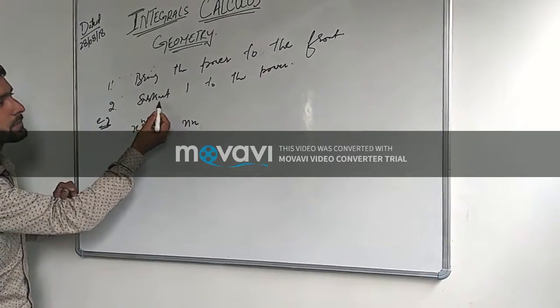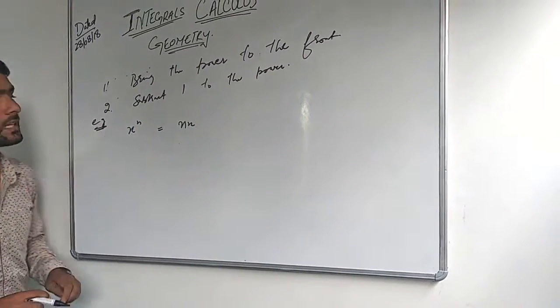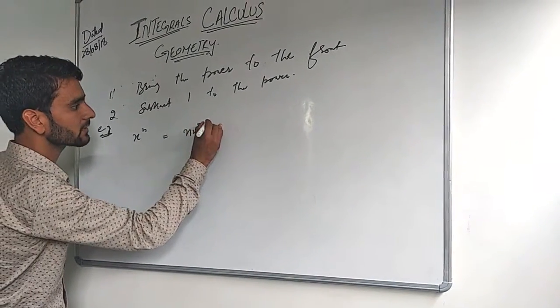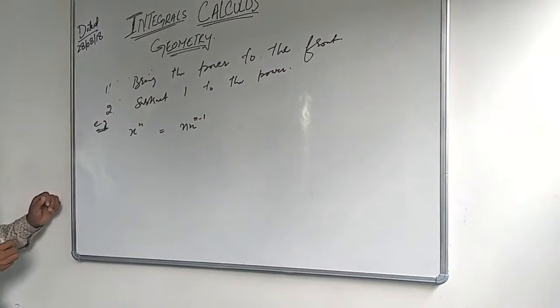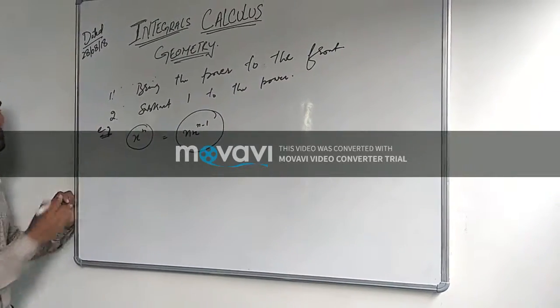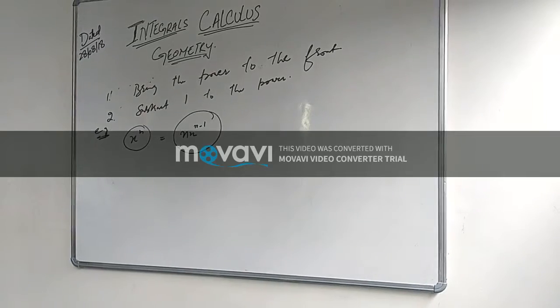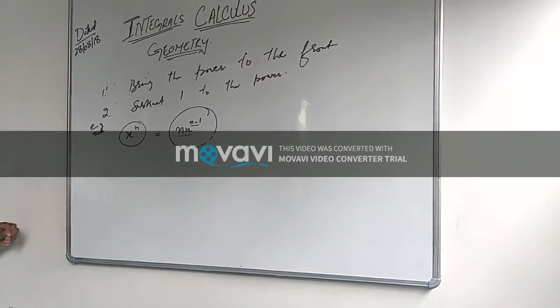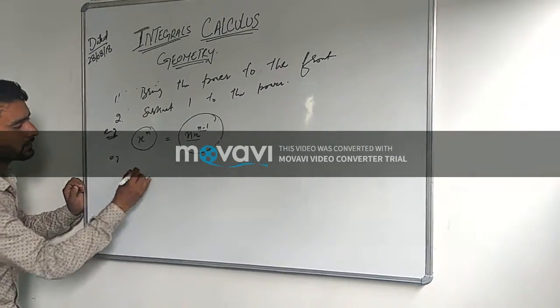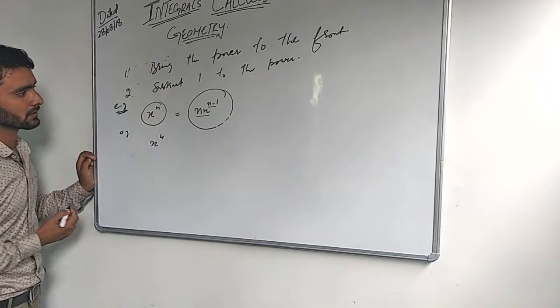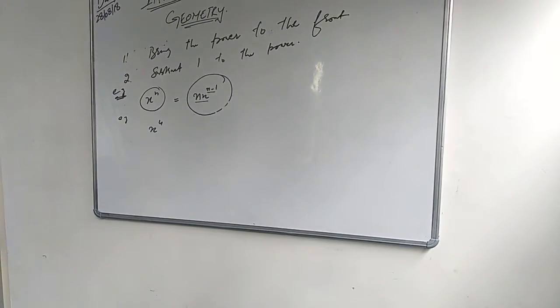And the second step is subtract 1 from the power. Power is n, that means it will be nx raised to power n minus 1. This is the differentiation of the general equation, that is x raised to power n, that is nx raised to n minus 1. Let's take another example, x raised to power 4.